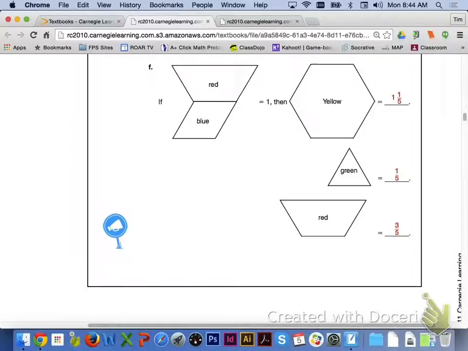And for letter F, if a red trapezoid and blue rhombus are equal to 1 whole, then a yellow hexagon would be equal to 1 1/5, green triangle 1/5, and a red trapezoid 3/5.